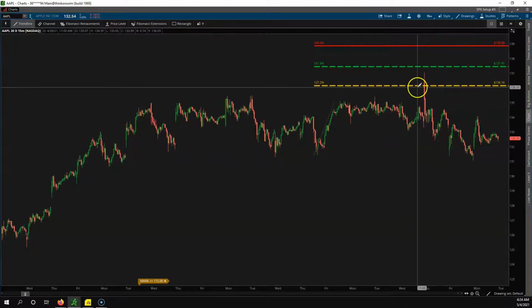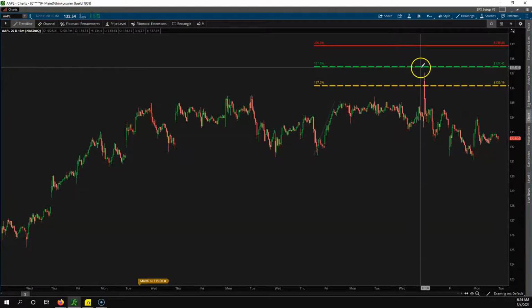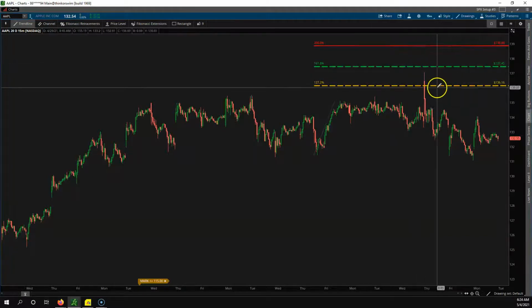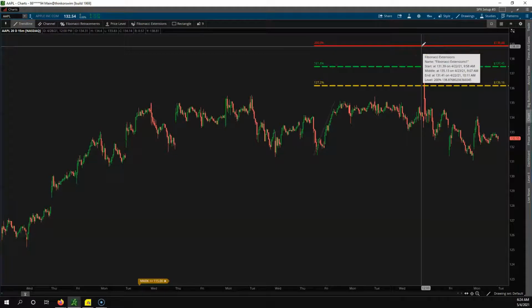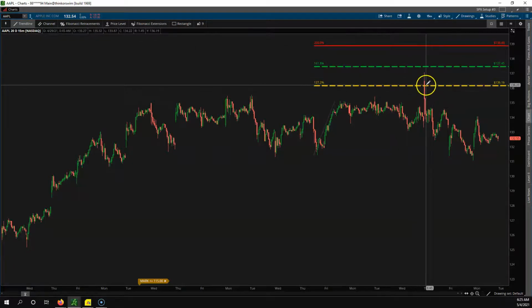Same thing, the 127 is probably a very good one. The 1618's even better, right, for reversals. And then the 200 is kind of like my golden number, right? If we make a 200% move, this is my favorite. Think of it this way.